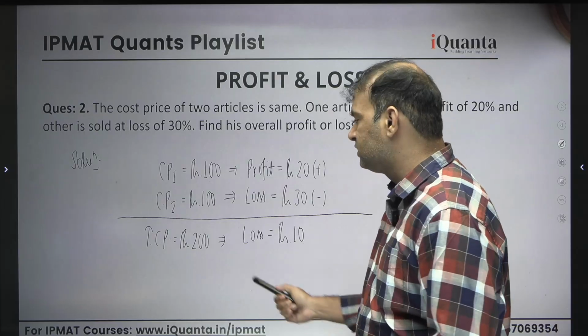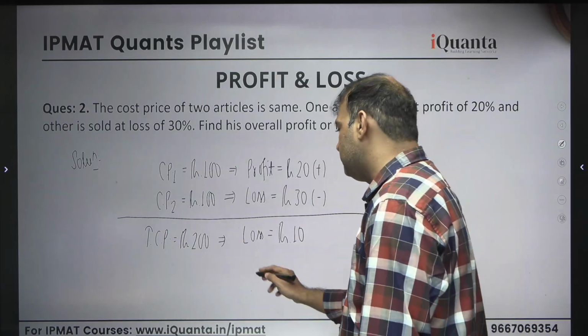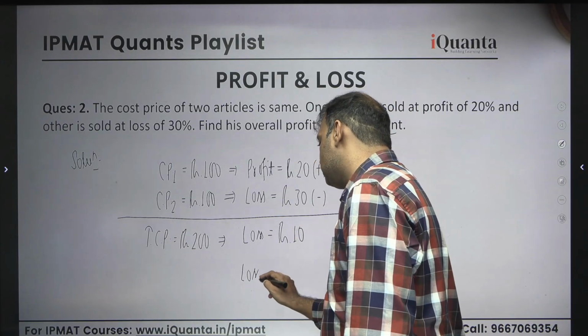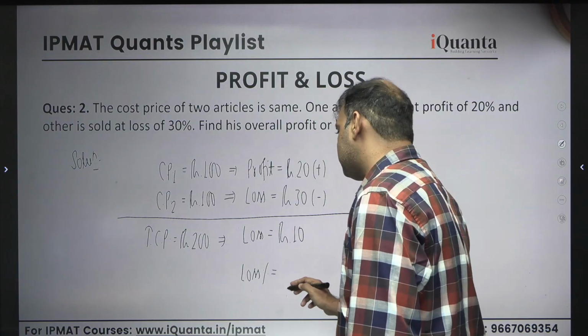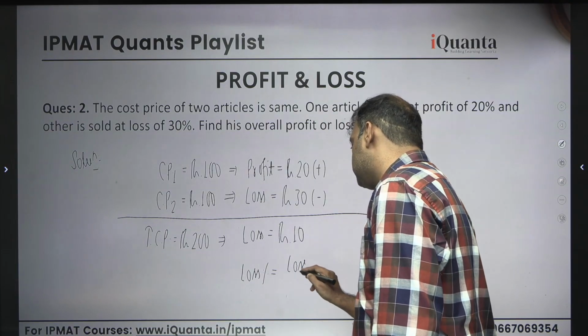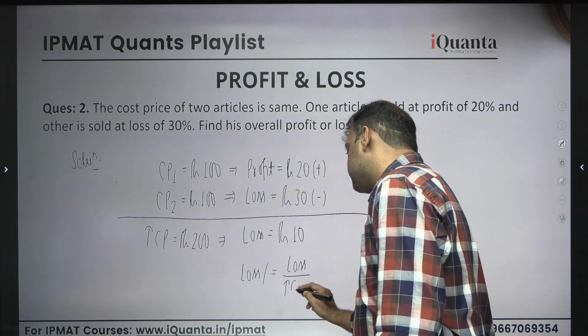The amount of loss is given, the total cost price is given, right? So what should be the loss percentage, guys? The loss percentage is nothing but that loss as a percentage of the total cost price. All right. Okay, so loss is how much?